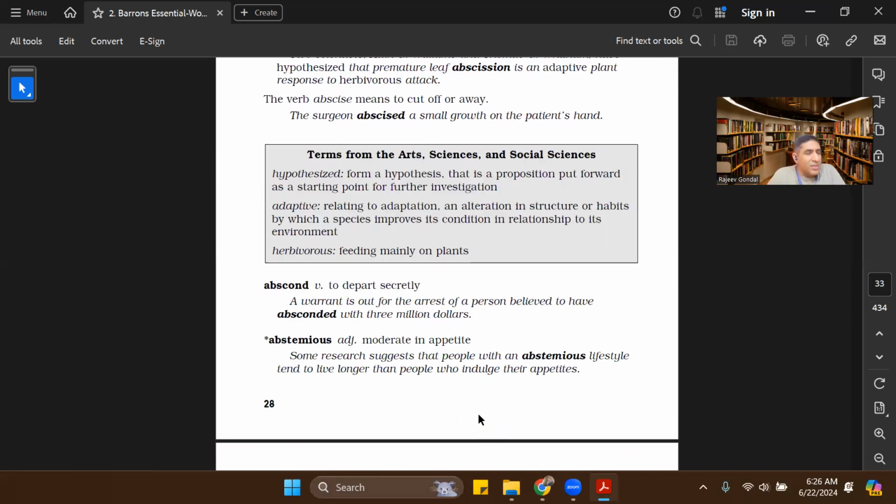Abscond means to run away. Have you heard this word? Not really. No. Absconded. The thief absconded after picking up all the items.